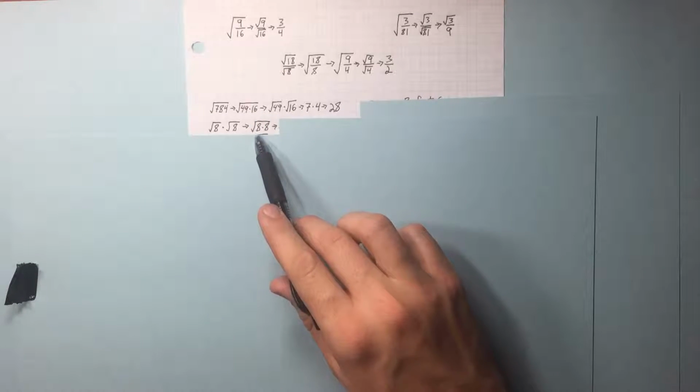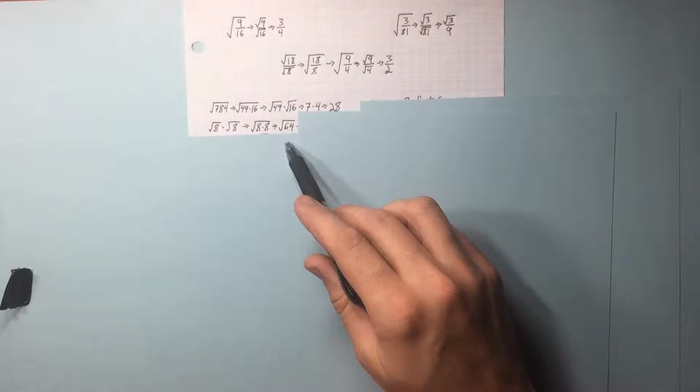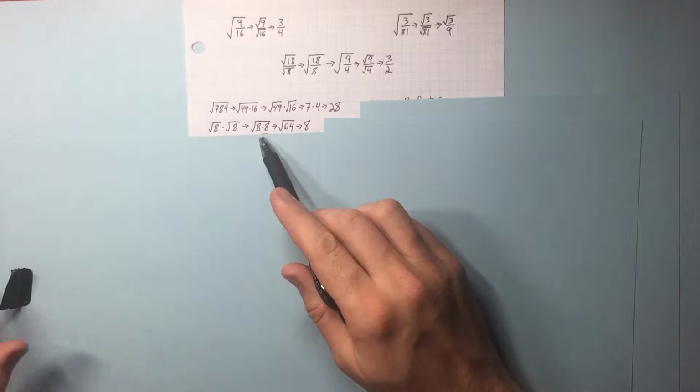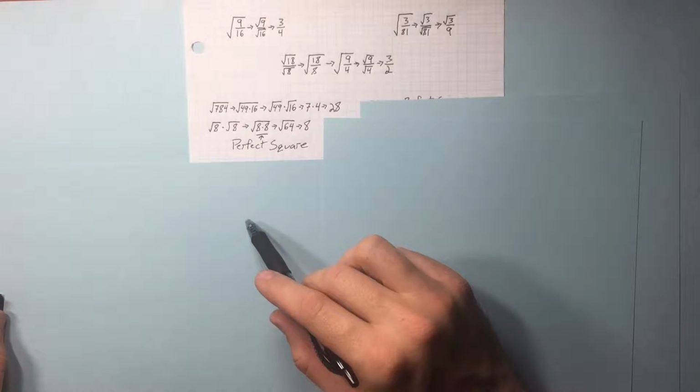So it's the square root of 8 times 8. 8 times 8 is 64. The square root of 64 is 8. Whenever you see a number times itself underneath the radical, we call those perfect squares. Cool? How do you reduce the square root of 72?